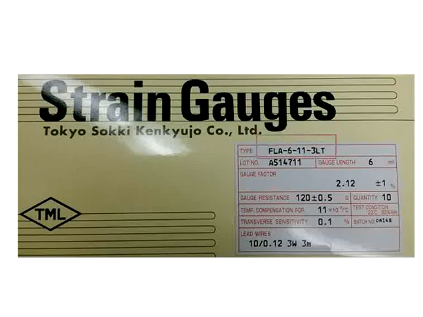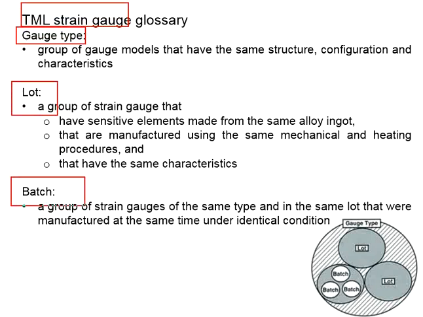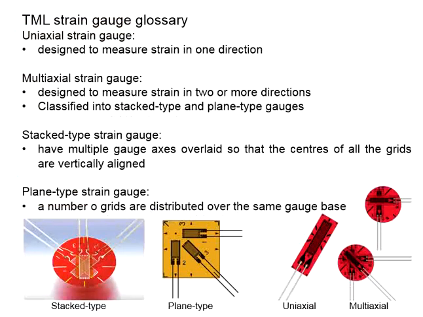You see the coding for the type here. This carries information. We will discuss this in our following videos. As far as you need to know for now, this product has its own definitions in terms of the gauge type, lot, and batches. Next, let us look at different types of strain gauges.